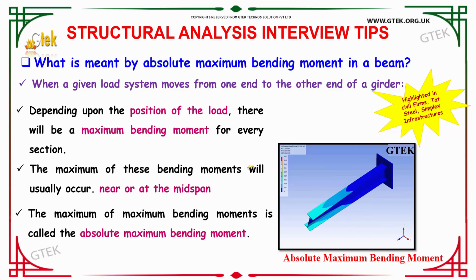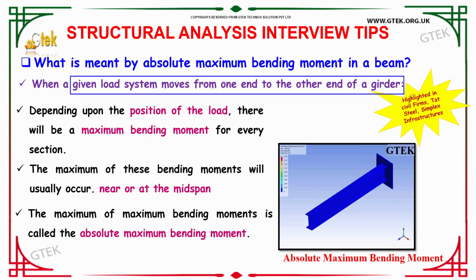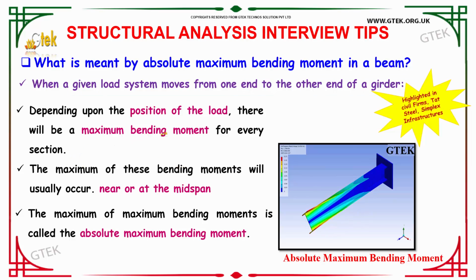Our next question is, what is meant by absolute maximum bending moment in a beam? If you consider when a given load system moves from one end to the other end of a girder, then depending upon the position of the load, there will be maximum bending moment for every section. So the maximum of these bending moments will usually occur near your midspan. So the maximum of the maximum bending moments is known as absolute maximum bending moment.